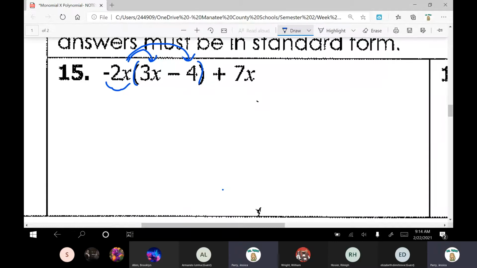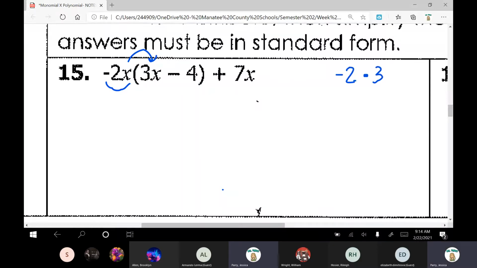So first, let's distribute this negative 2x times the 3x. Let's do that one first. Multiplying the numbers, negative 2 times positive 3. So we get negative 6. And then we've got the product rule, add your exponents. So now it's an x squared because invisible 1 plus invisible 1 is 2.